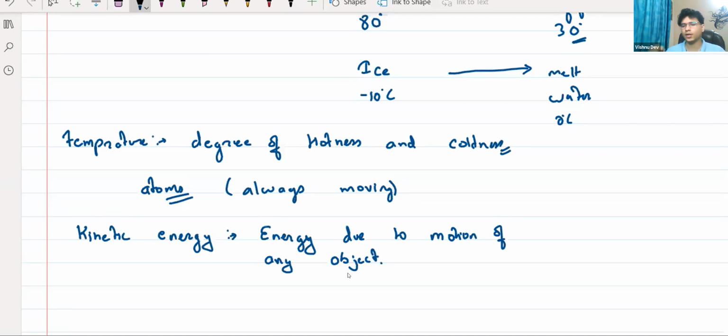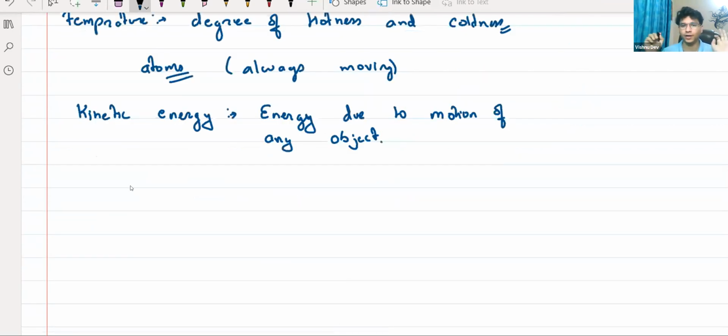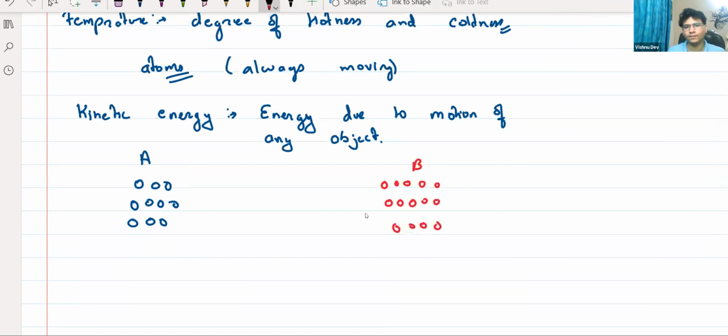Now think about it. If I have two sets of atoms, suppose I have atom A, this blue atom is atom A, a group of atom A, and this is the red atoms, the group of atom B. Now suppose this is moving. I hope all of you remember the concept of motion. Everyone remember the concept of motion? So suppose this is moving with a speed of 10 meter per second.